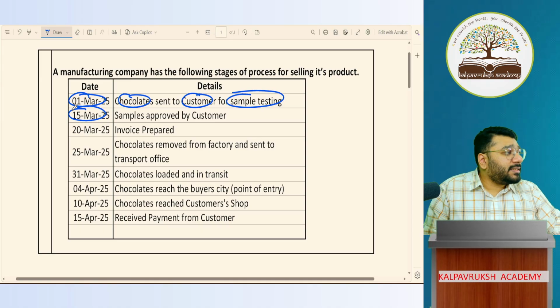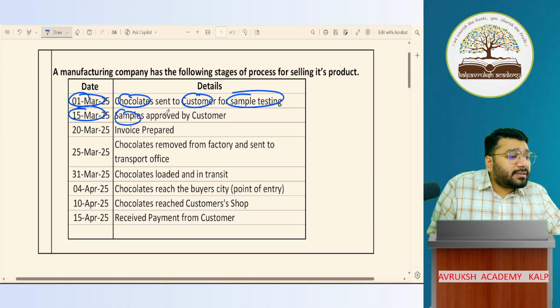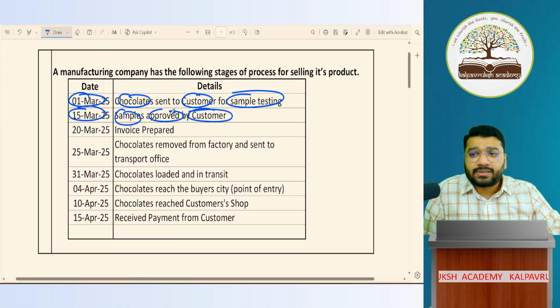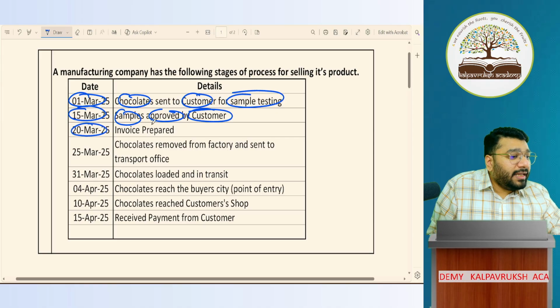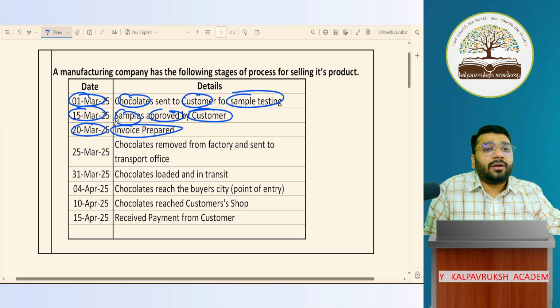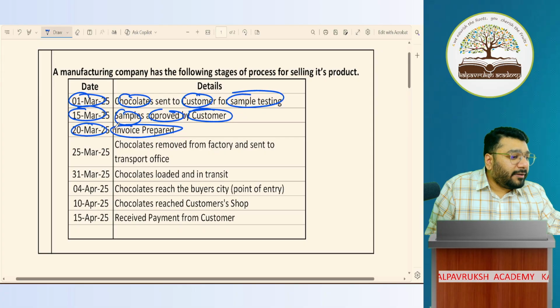Client liked the chocolates, and on 15th March, he approved the samples given by the customers. The customers approved the samples. On 20 March, the invoice has been prepared. Means what? The billing of the product has been done.